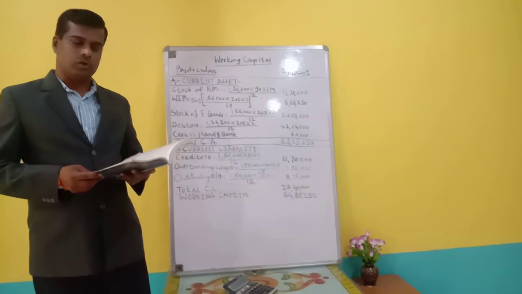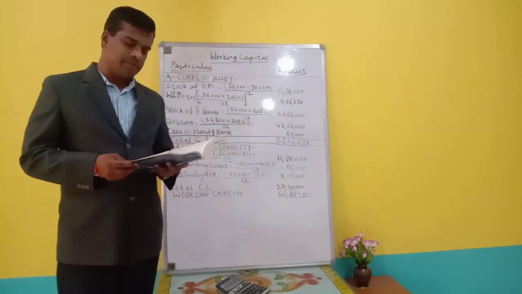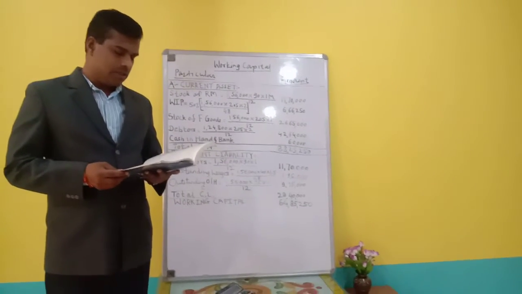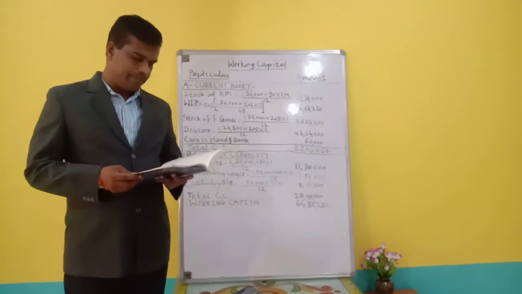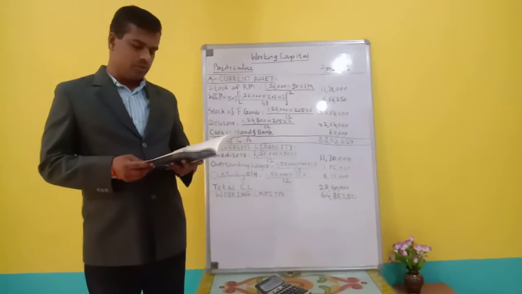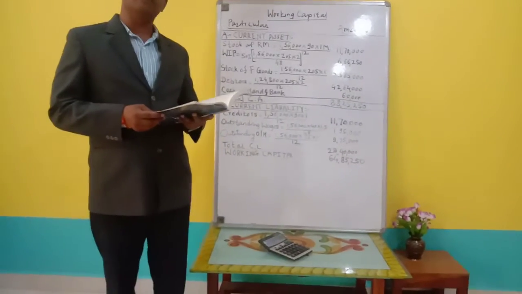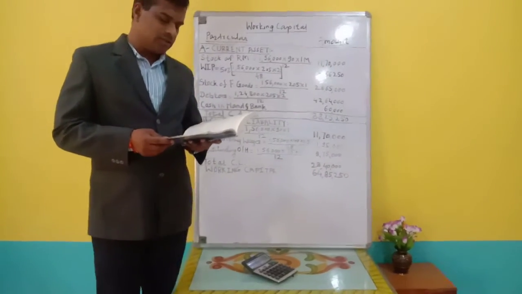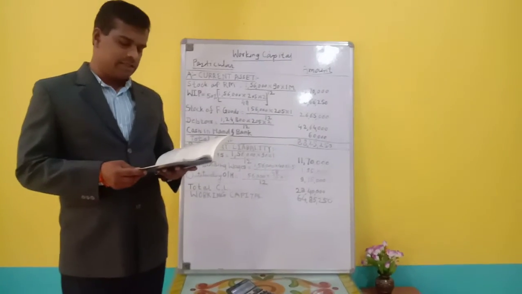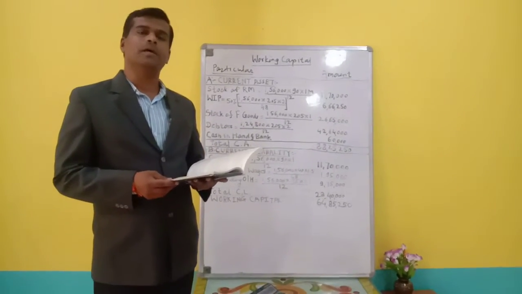They have given us the cost. The cost of raw material is rupees 90, direct labor rupees 40, overhead cost rupees 75. So the total cost is rupees 205. Then profit of rupees 65. So the selling price of the total product is rupees 265 per unit.